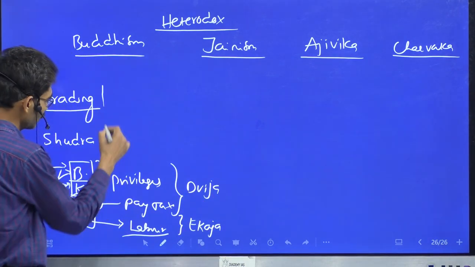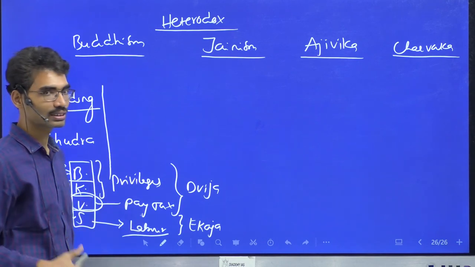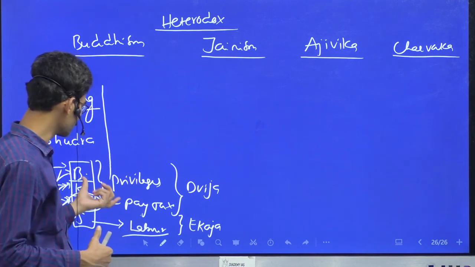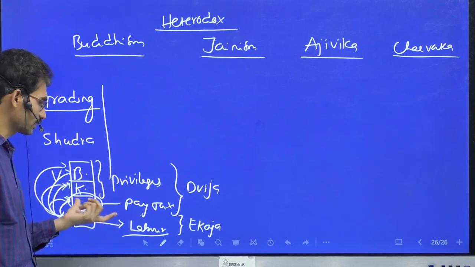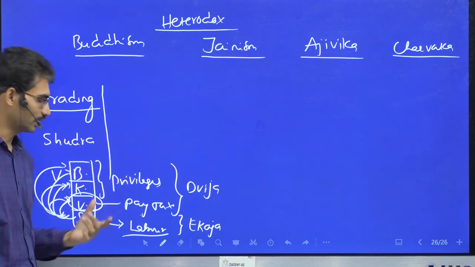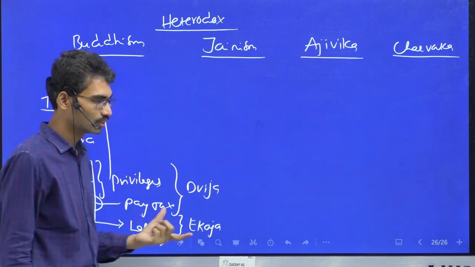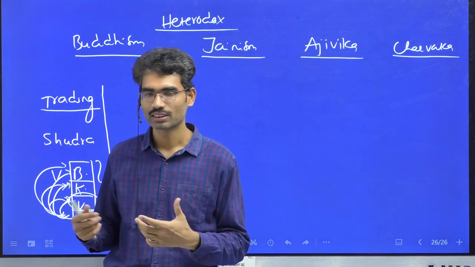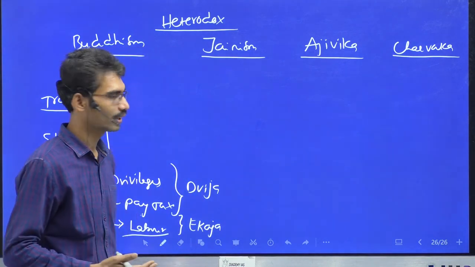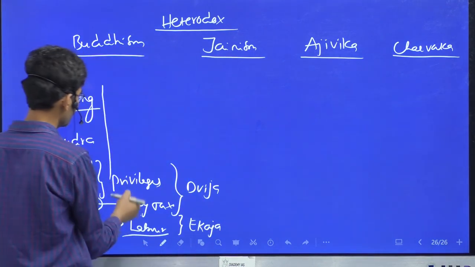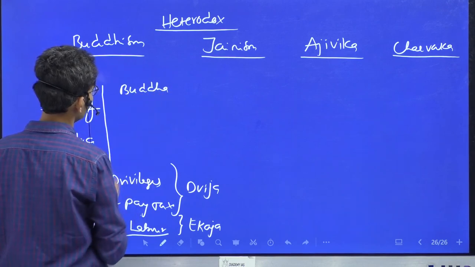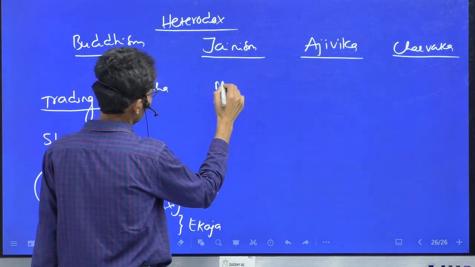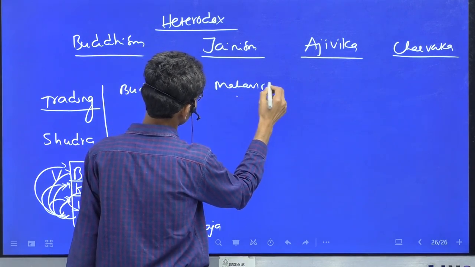Obviously, Vaishyas are not happy because they are paying the tax but not enjoying the status of Varna. They were given the third status and they are looking for an improvement in their status. And the Shudras also were burdened with so many things. That's why they are looking for another alternative. Under these circumstances, Buddha questioned this. Vardhamana Mahavira questioned.